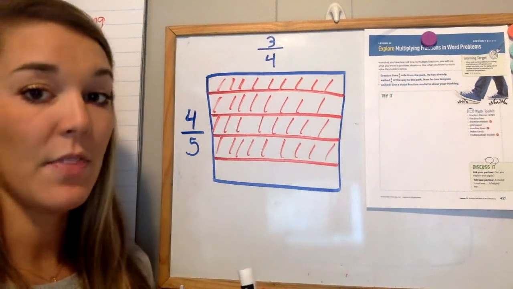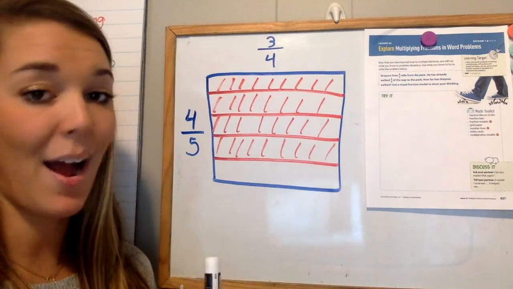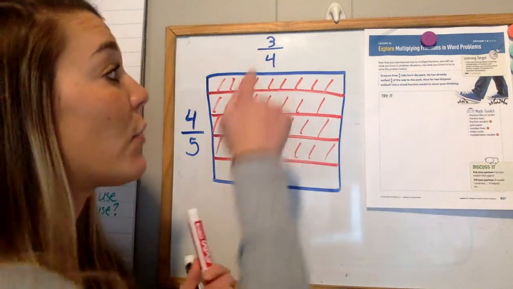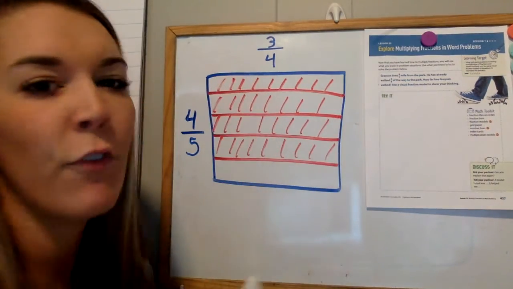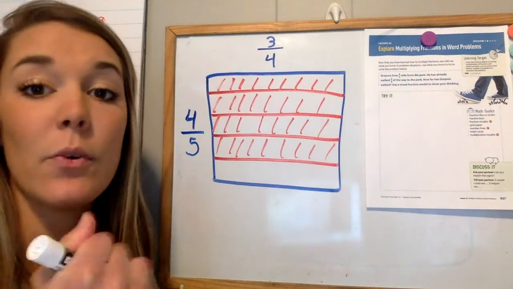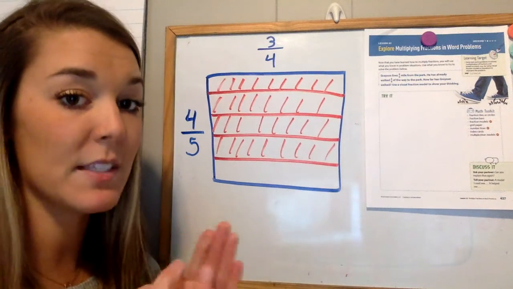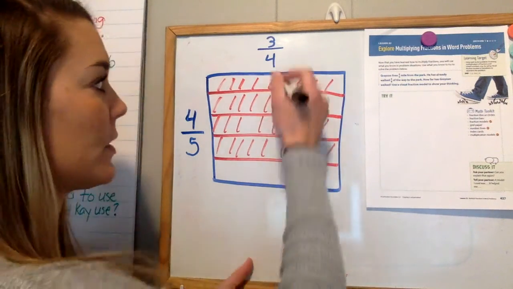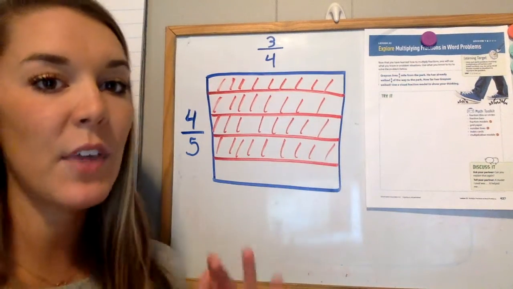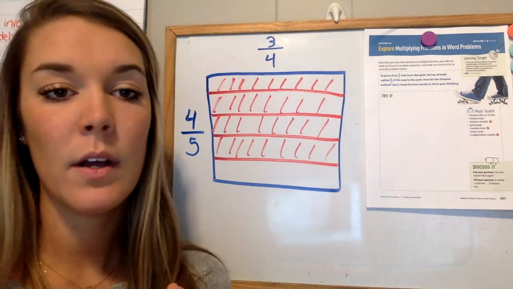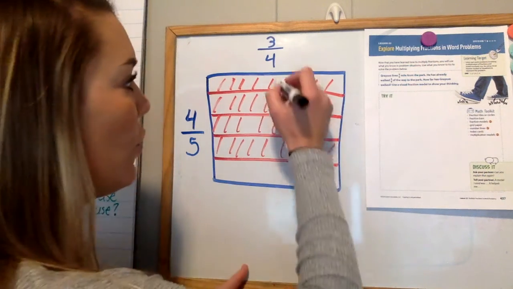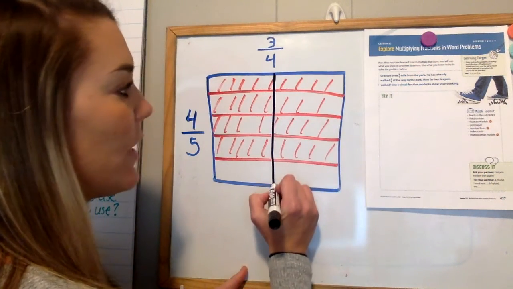Okay, that's my 4/5. Now I need to represent 3/4. So it's 3 out of 4. So that means I know I need to break this up into 4 columns. That's my denominator. When I break things up into 4, I like to do this because I know that half of 4 is 2. So I can break it in half like this.